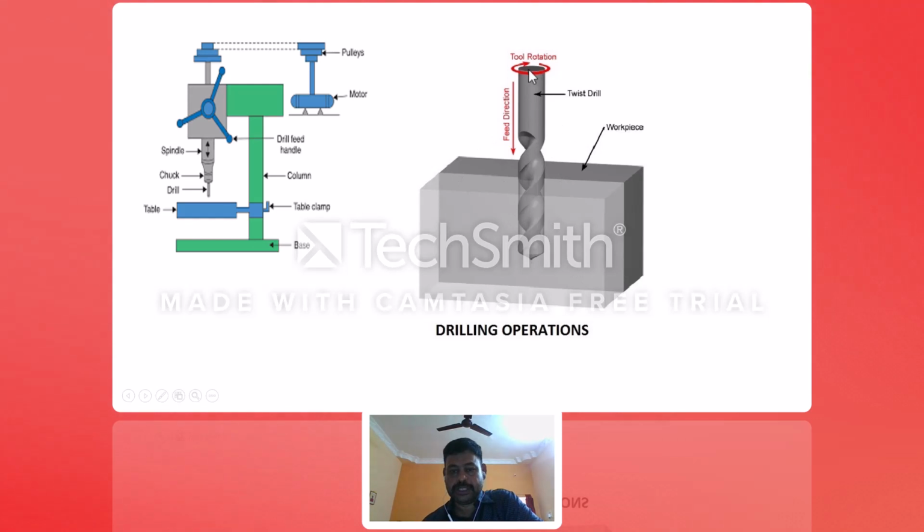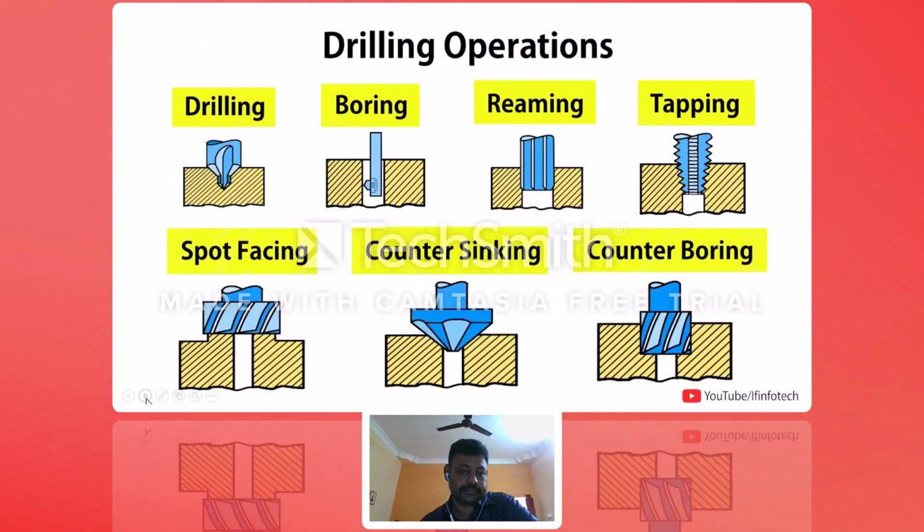You look at this picture, the tool is rotating, and again we are pressing the tool towards the workpiece. Therefore, you will get drilling. Look at the drilling tool. You have some cavities, gaps. Through this gap, the chips will come out.